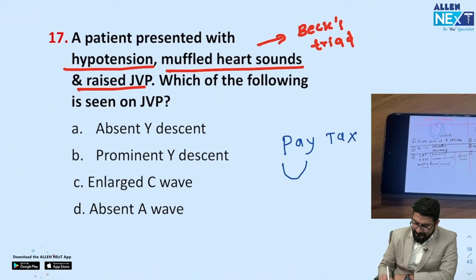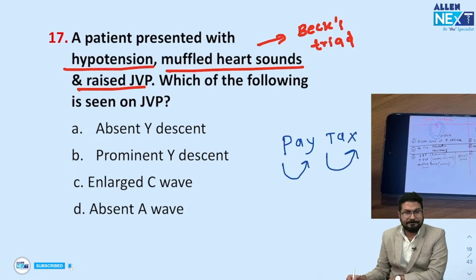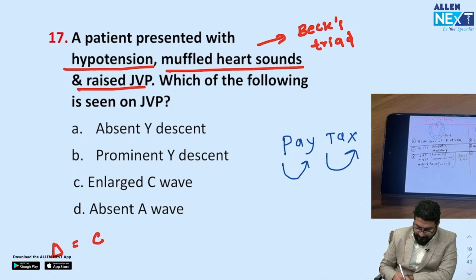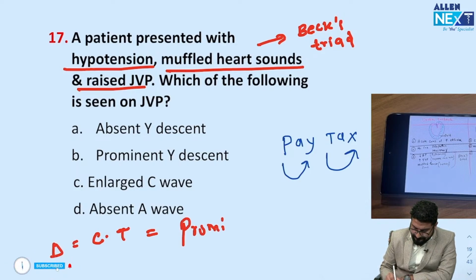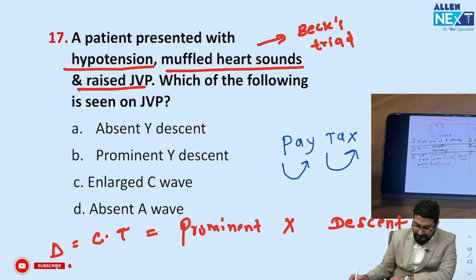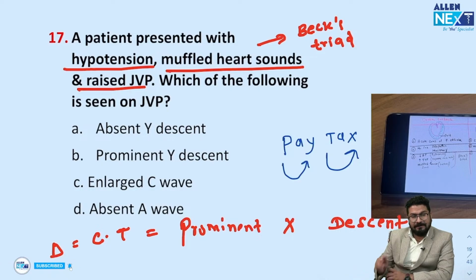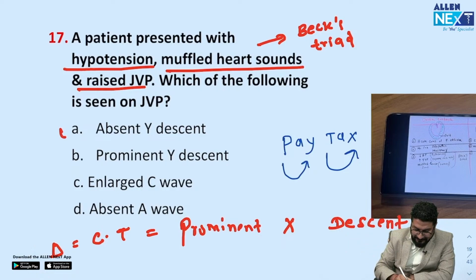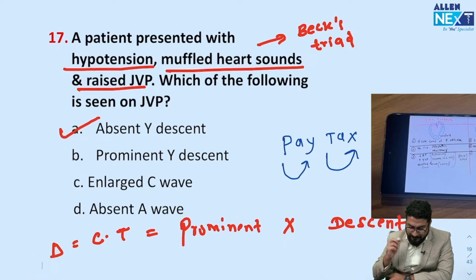I also told you a mnemonic, that mnemonic was PATEX. PATEX means pericarditis will have a prominent Y descent, tamponade will have a prominent X descent. So the diagnosis will be cardiac tamponade, and in cardiac tamponade you will see a prominent X descent. Prominent X descent is not given in the options. Prominent Y you will see in pericarditis. When one of X or Y is prominent, the other will be decreased. So there will be an absent Y descent. So the answer for this question will be absent Y descent, because there is a prominent X.